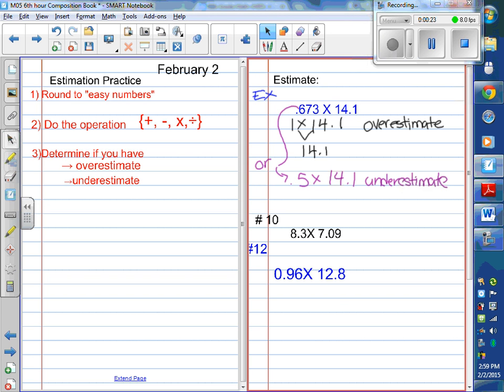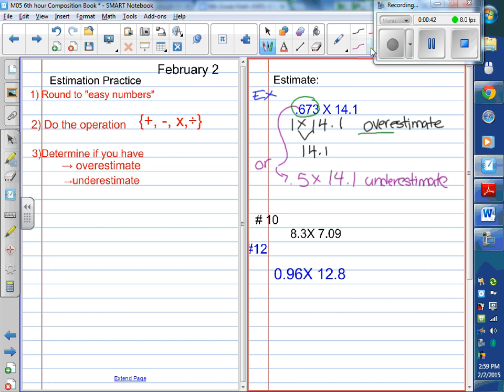take this 0.673, or 673 thousandths, and just change it to 1. Once he does that, he's got an overestimate because he made this number bigger. So his estimate is 14.1. It's an estimate, it's an overestimate.